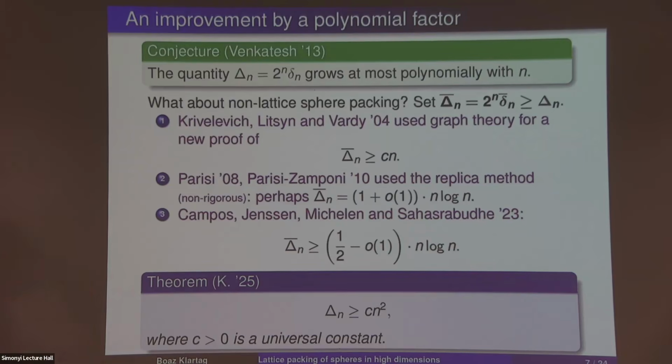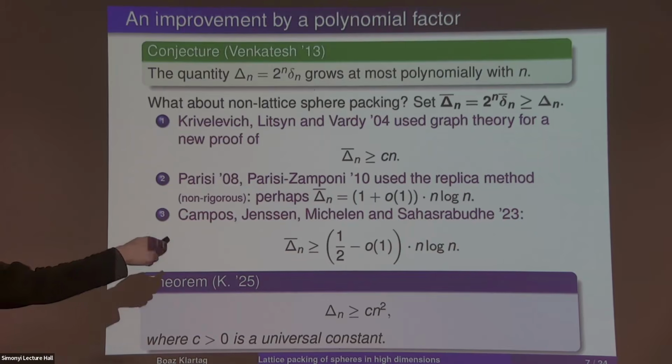Okay. Now let me just say what's known about non-lattice packing. Let me write delta. Okay, so this is the last notation, I promise. No more. This would be 2 to the n times delta bar. So for non-lattice packing, you have to scale by 2 to the n.